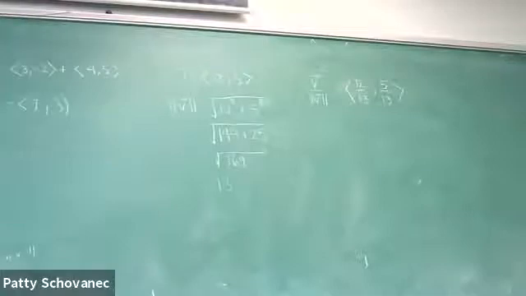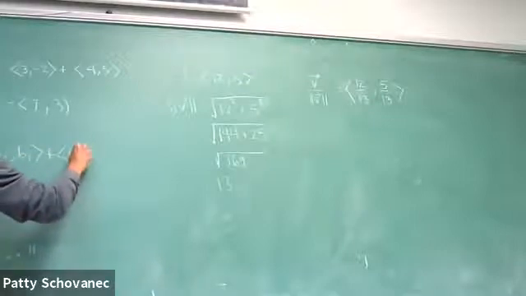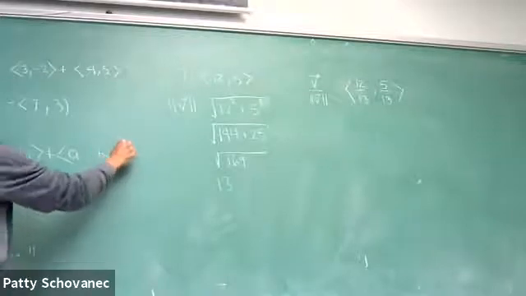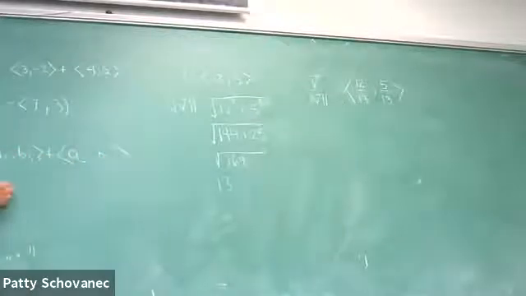Addition is done component-wise. The vector A1, B1 plus the vector whose components are A2, B2 is the vector.